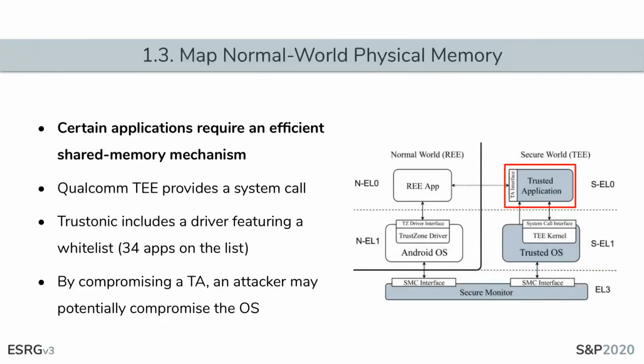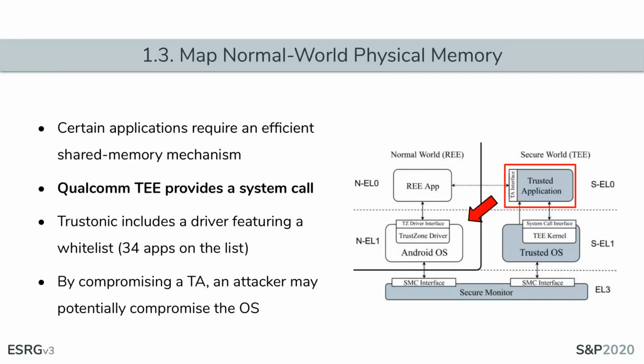Now I'll talk about why trusted applications being able to map normal world physical memory helps compromise TEs or the system. Certain applications require an efficient shared memory mechanism that allows for exchanging high volumes of data across worlds with low latency. To this end, TEs implement functionality that allows them to map normal world memory. For example, Qualcomm TE provides a system call that allows any trusted application to map any physical memory belonging to the normal world, including the normal world kernel.